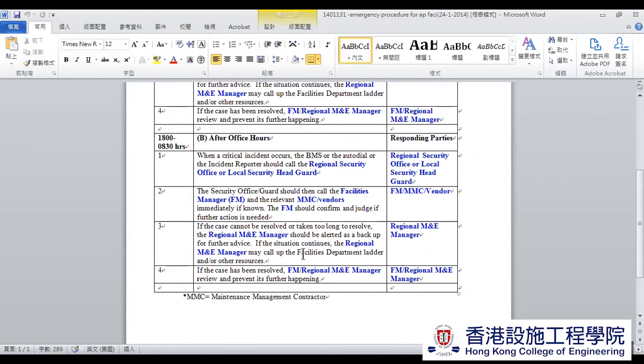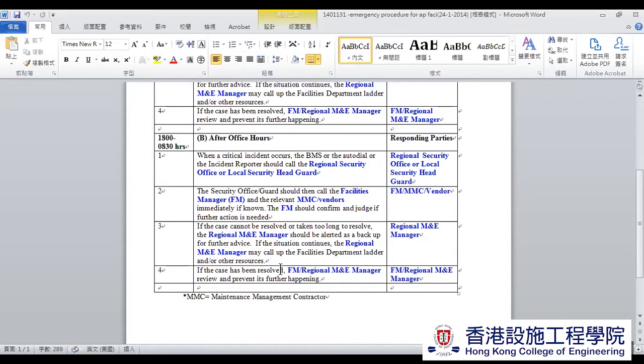Item 3, if the system cannot be resolved as before, just call for more resources. You may want to call more people to go on the site. If the situation has been resolved, then the FM or the regional manager should review and prevent its further happening. It's the same thing here.